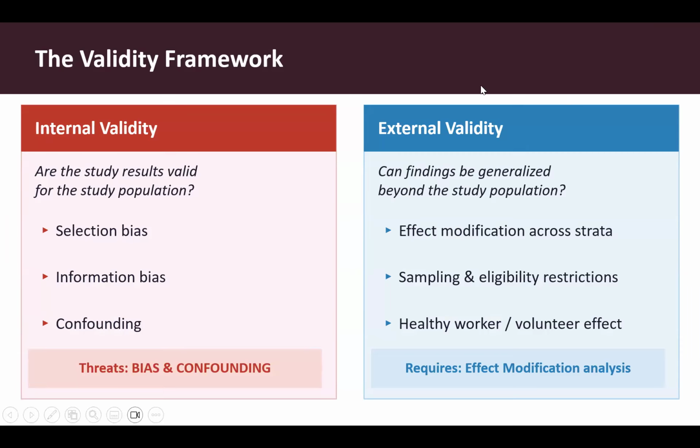And in this, we have two important concepts, internal validity and external validity. In internal validity, the question is, are the study's results valid for the study population? And selection bias, information bias, and confounding are important for internal validity. The threats to internal validity are mainly bias and confounding, as explained.